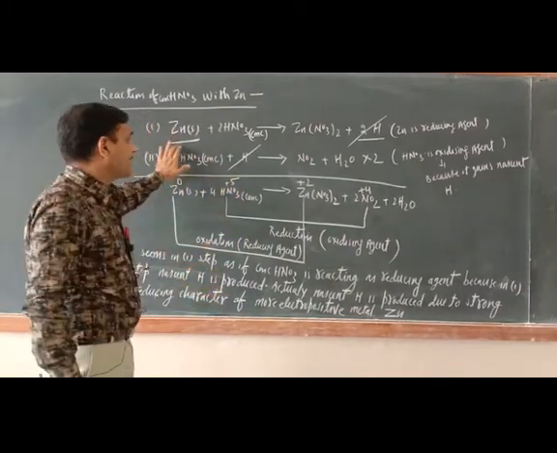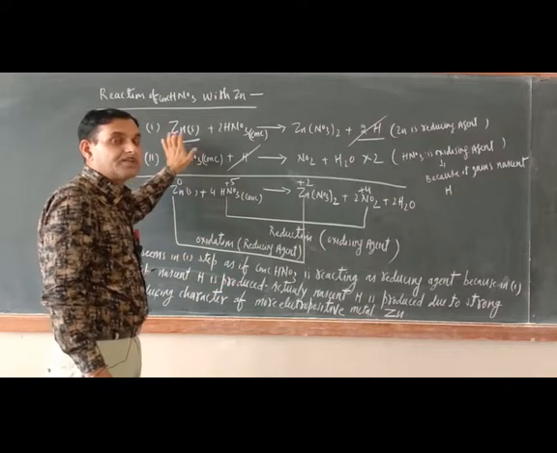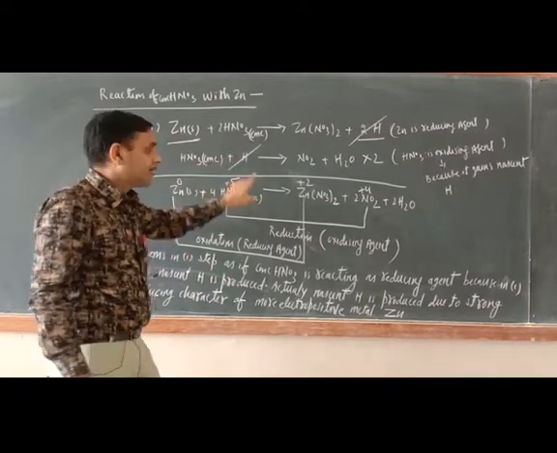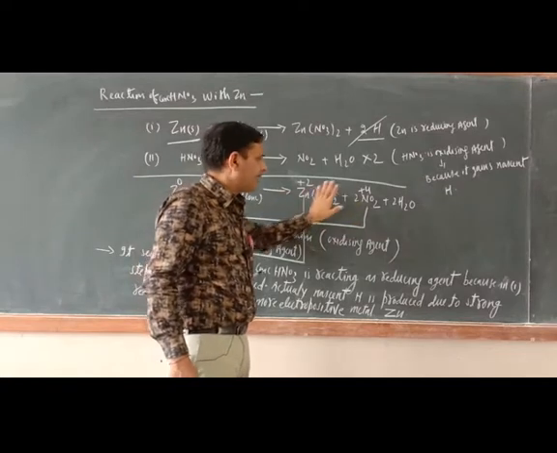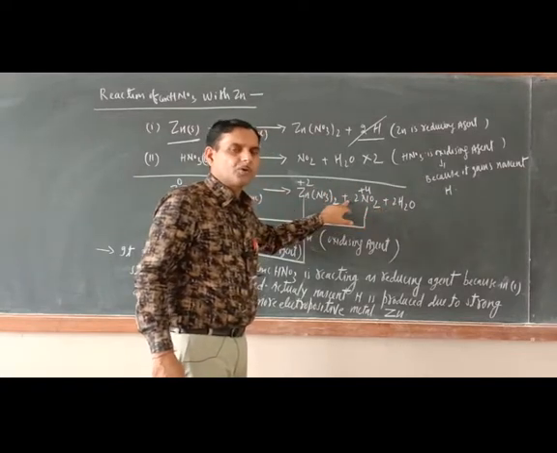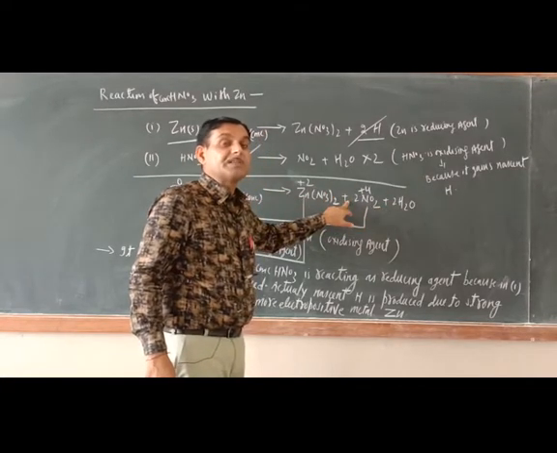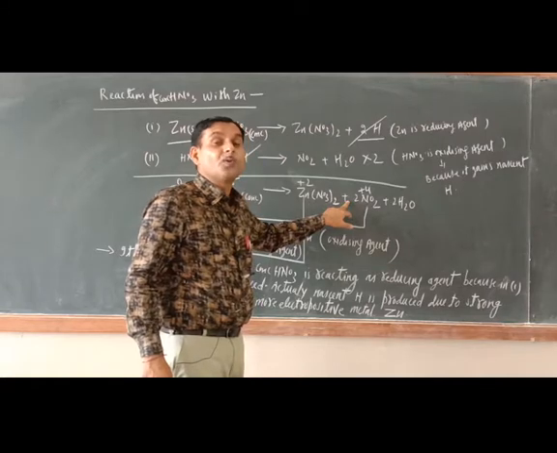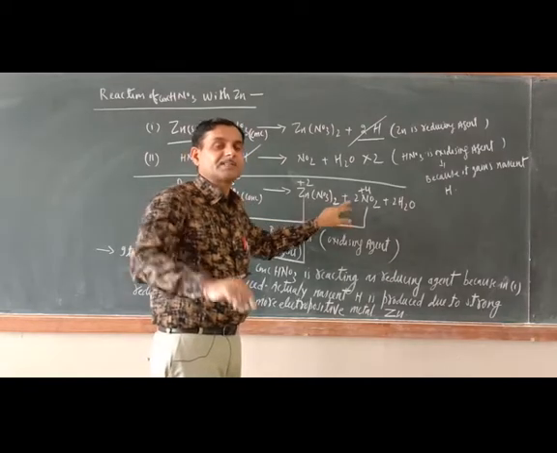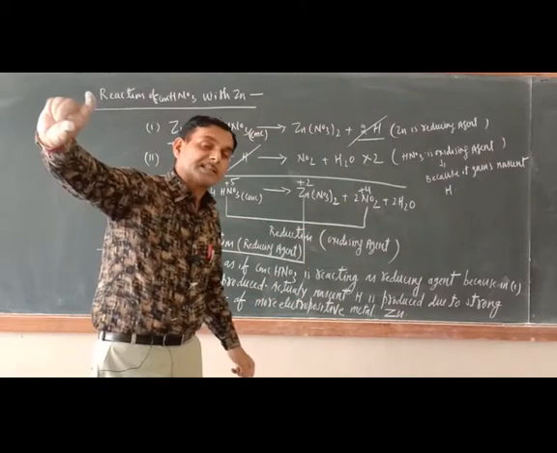Now if the same reaction I write, meaning the reaction of zinc with dilute HNO3, then the remaining products will be the same, but NO2 will not be the product here. Which will be the product? N2O will be the product here. That is the difference. So just see, N2O was last or not?